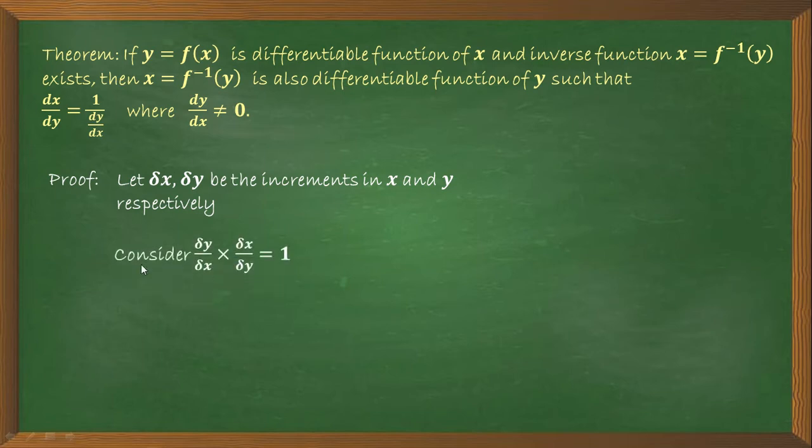Now consider, see here, delta y upon delta x into delta x upon delta y is equal to 1. We know this, delta y upon delta x into delta x upon delta y is equal to 1. This is a very simple concept. Okay, so if you write like this, delta x upon delta y is equal to 1 upon delta y upon delta x. Just after this step we have written like this.